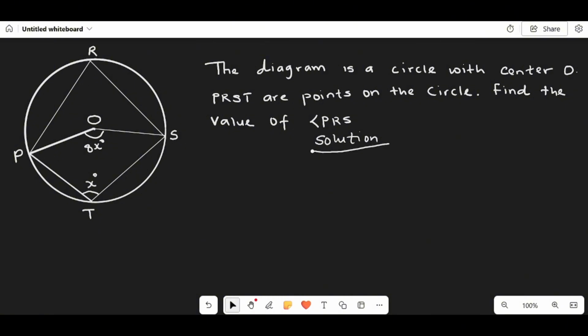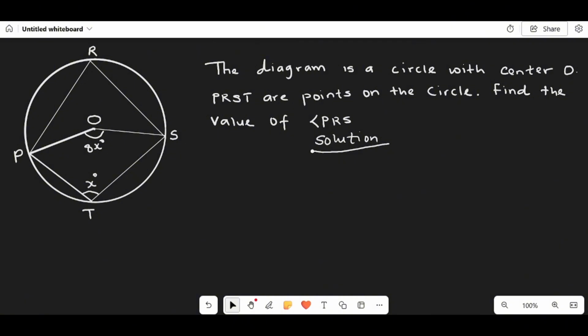There are two key circle theorems we will use. 1. Angle at the center is twice the angle at the circumference standing on the same arc. 2. Opposite angles of a cyclic quadrilateral are supplementary.